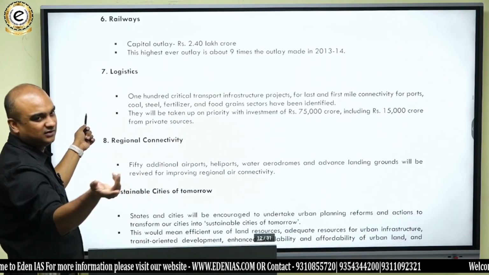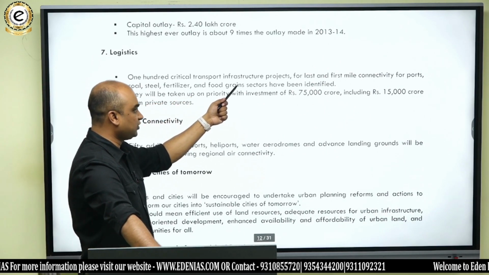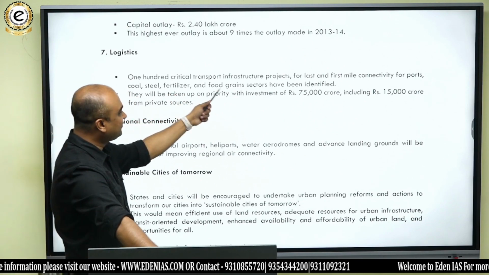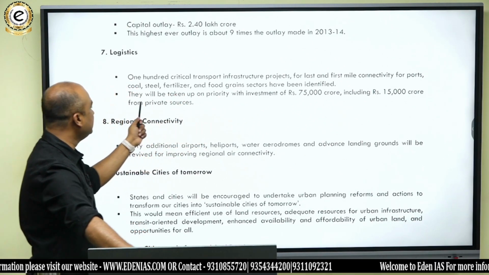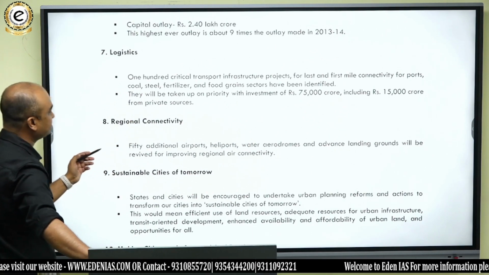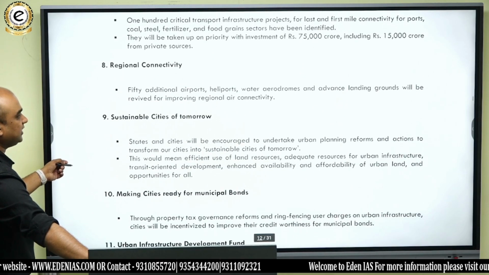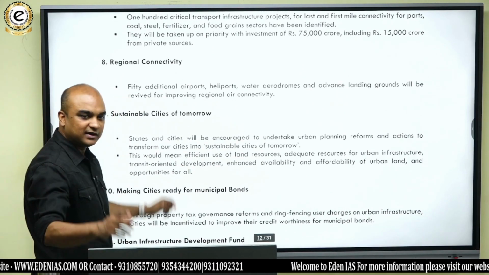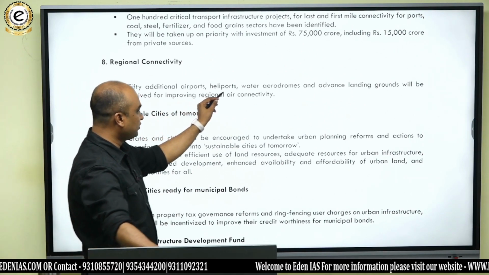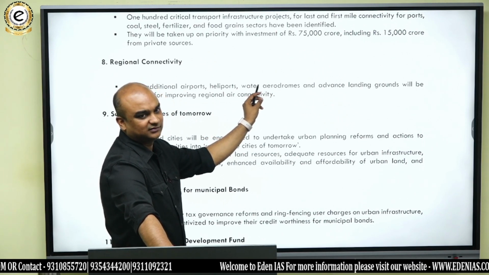Logistics, इसमें भी national logistics policy जो है, 100 critical transport infrastructure projects for last and first mile connectivity for ports, coal, steel, fertilizer and food grain sector have been identified. They will be taken up on priority with investment 75,000 crore including 15,000 crore from private sources. Regional connectivity 50 additional airports, और आपको पता है कि उड़ान के अंदर तो 21 न्यू ग्रीनफील्ड एयरपोर्ट्स भी हैं अब. हेलीपोर्ट्स, water aerodromes, what does that mean?